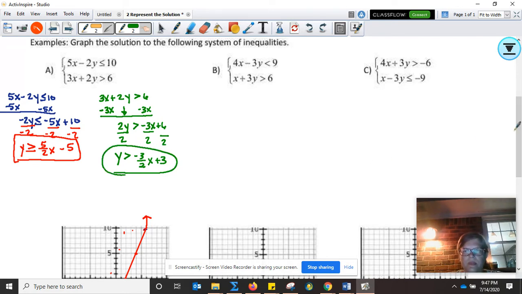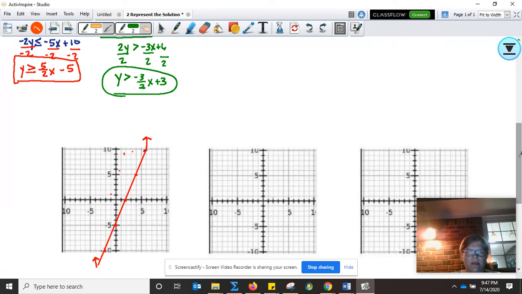I'm going to slide this down. I'm going to start with my y-intercept, which is 3. 1, 2, 3. And then I'm going to graph my slope. It's a negative slope, so I'm going to go down 3, right 2. Down 3, right 2. If I could go down and right, I can also go up 3 and left 2.